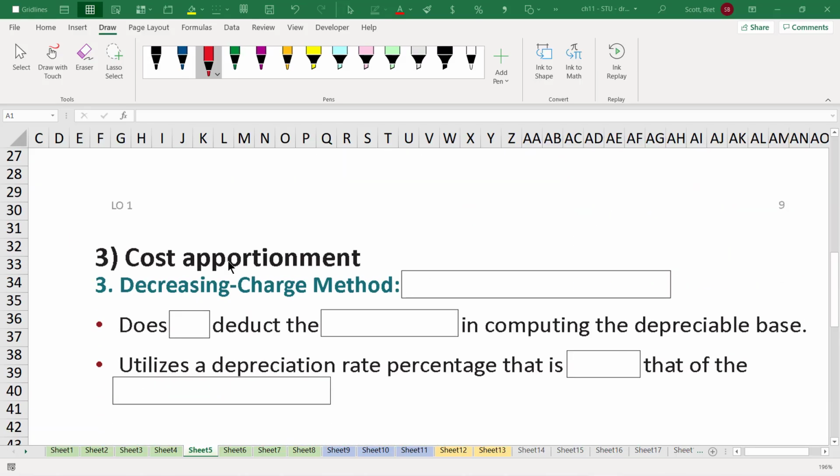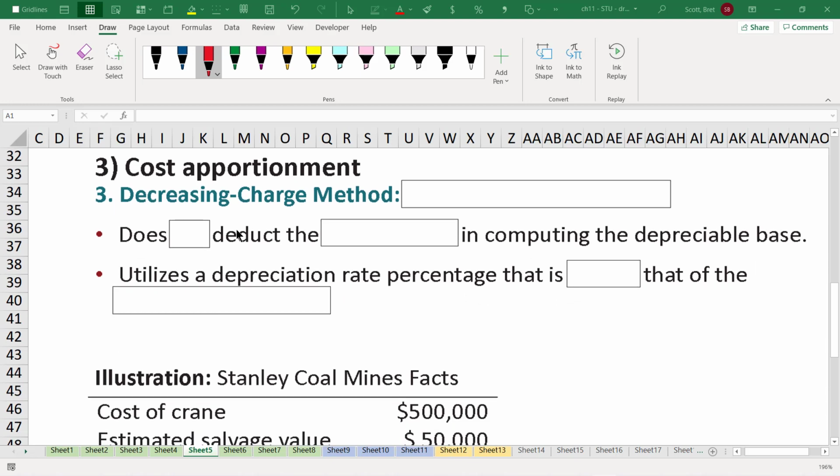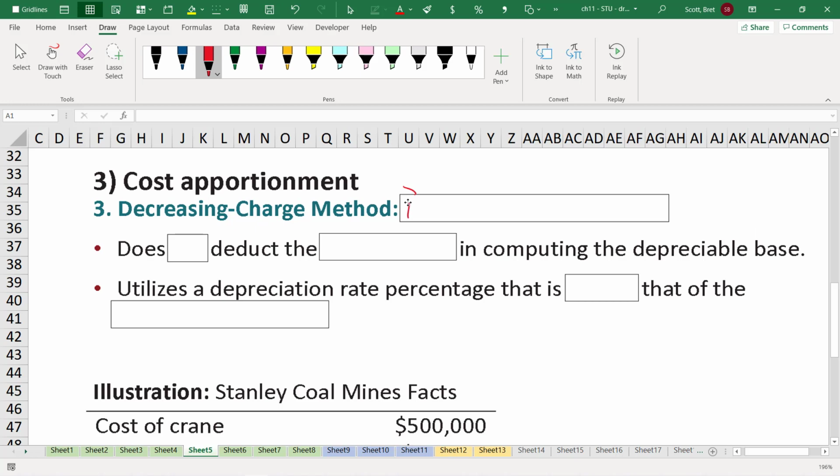So now let's move on to the one method that really causes a lot of frustration for students. A lot of points tend to be missed about this one, so let's pay close attention as we go through this method. This is the double declining balance method.